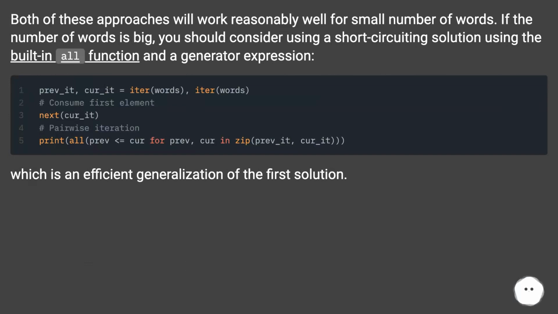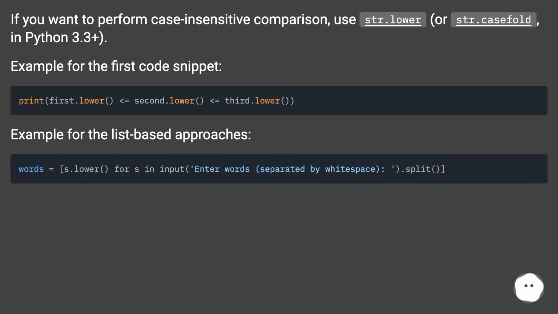Both of these approaches will work reasonably well for a small number of words. If the number of words is big, you should consider using a short-circuiting solution using the built-in all function and a generator expression, which is an efficient generalization of the first solution. If you want to perform case-insensitive comparison, use str.lower or str.casefold in Python 3.3+. Example for the first code snippet. Example for the list-based approaches.